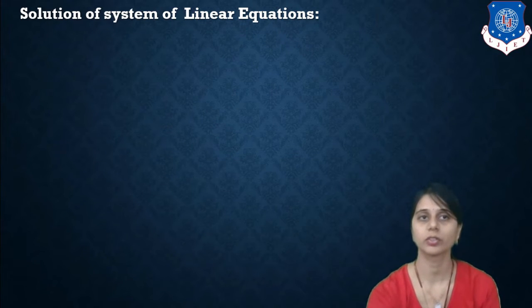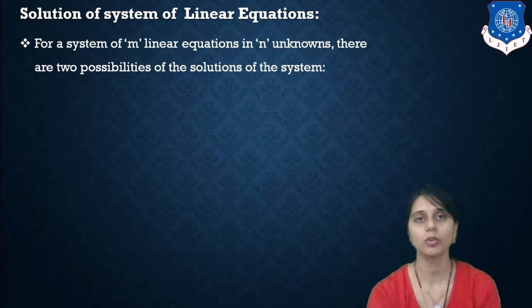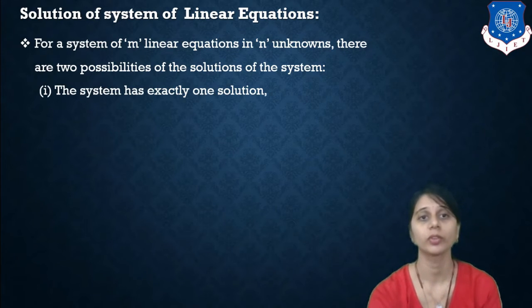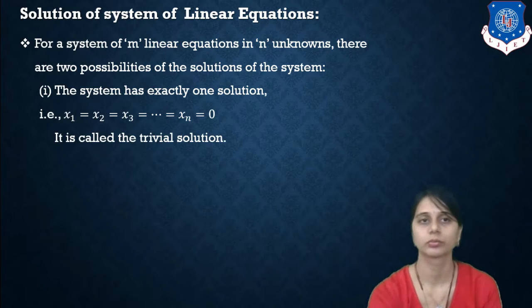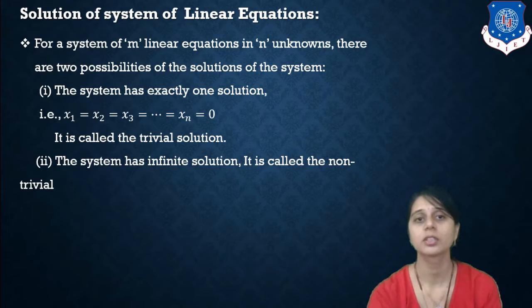Solution of linear equations: for a system of m linear equations in n unknowns, there are two possibilities for the solution of the system. One, there is exactly one solution, like x1, x2, x3 equal to 0 is the only solution. It is called the trivial solution. Second, the system has infinite solutions. It is called the non-trivial solution.